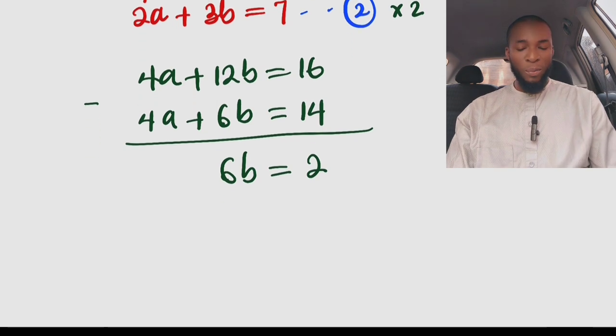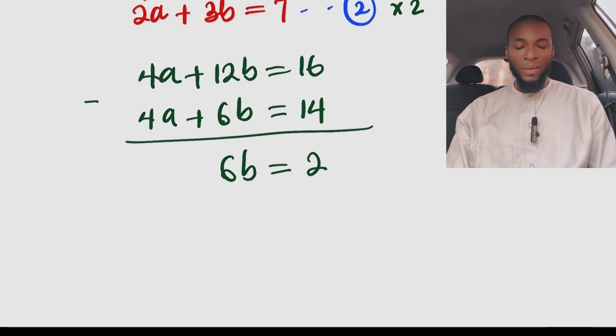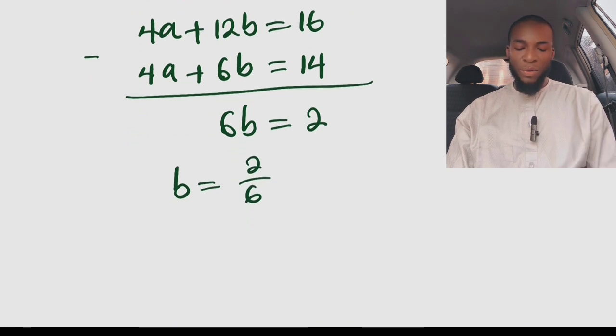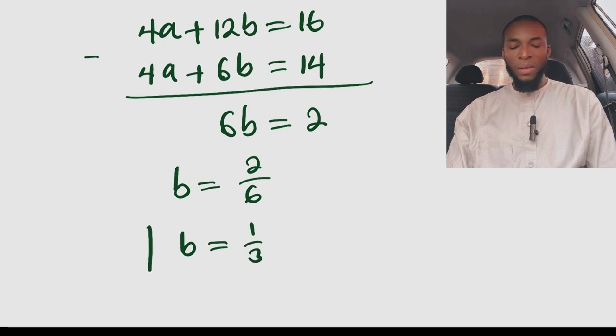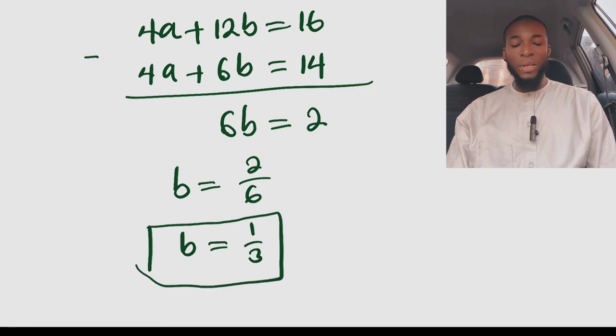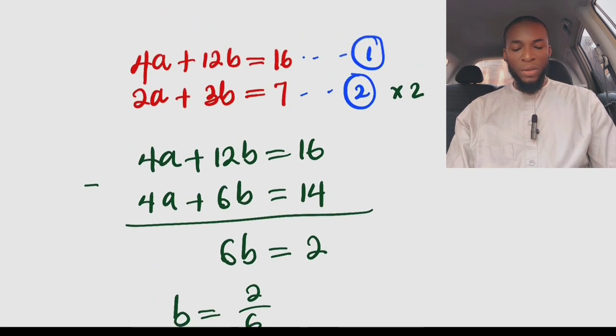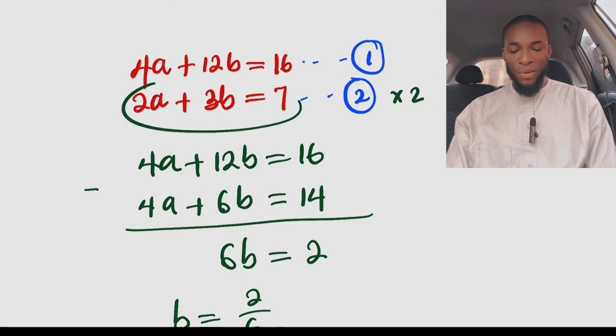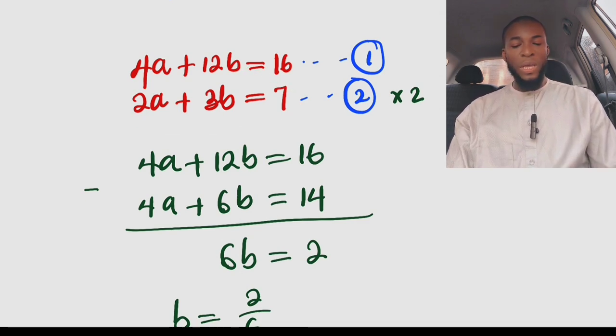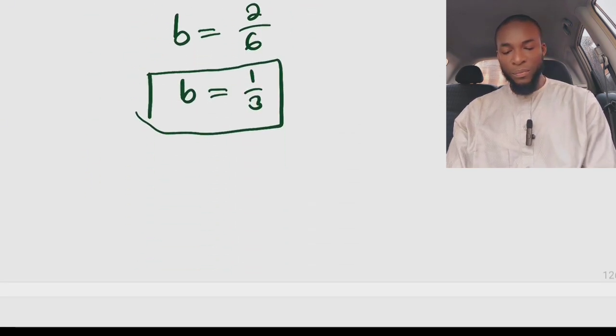To find the value of b, we are going to divide both sides by 6. Therefore, b is equal to 2 divided by 6, which in the lowest term can be written as 1 divided by 3, because 2 can divide itself one time and it can divide 6 exactly 3 times. So we have gotten the value of b. We can plug it into either of these equations. Let me use this one, where we have 2a plus 3b equal to 7.